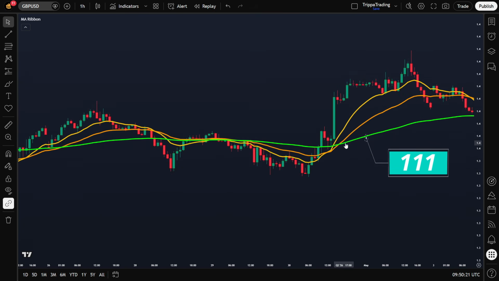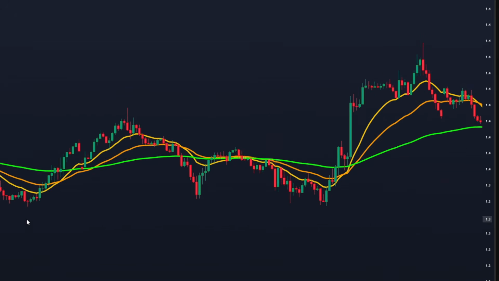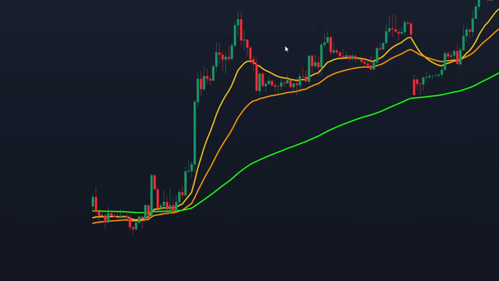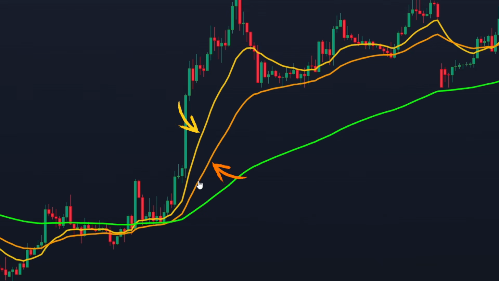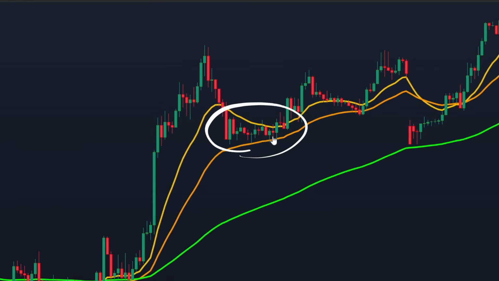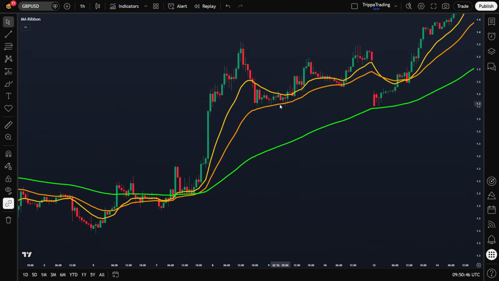The 111 EMA, which is the green line, is the main trend filter in this setup. This is the line that tells us whether the market may be shifting from bullish to bearish or from bearish to bullish. Then the 15 EMA and the 34 EMA help us with the structure of the new move and the pullback behavior. So the green line gives the bigger picture, and the other 2 EMAs help with confirmation and entry timing.